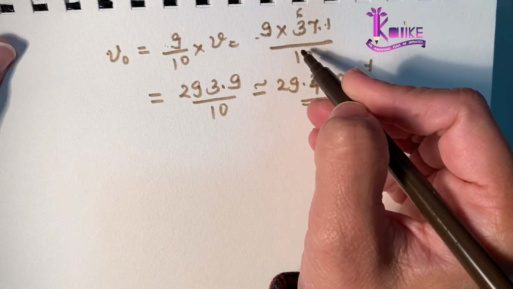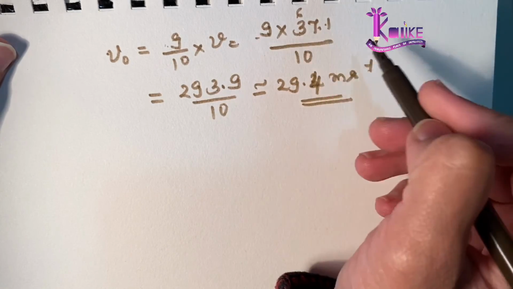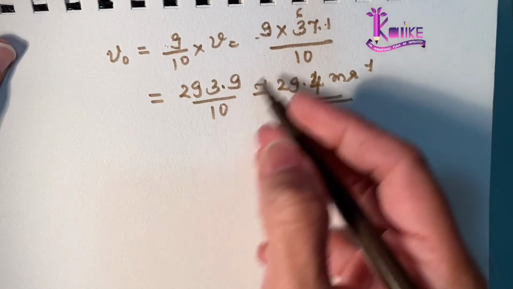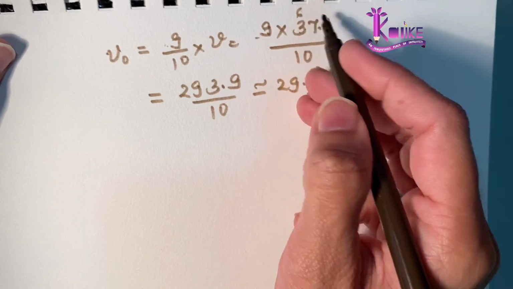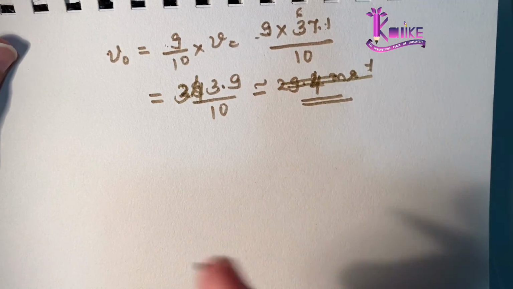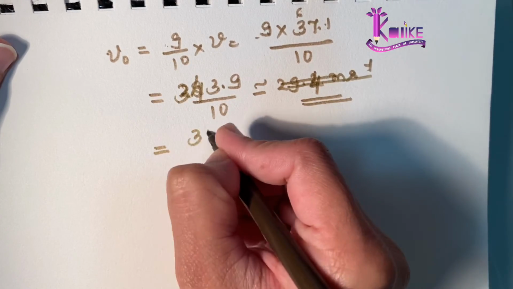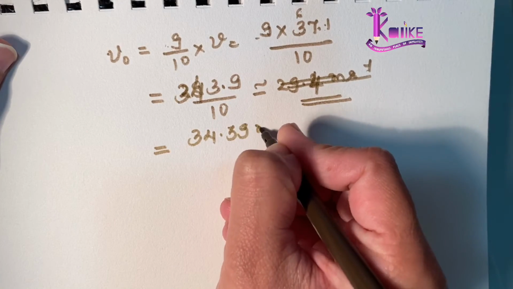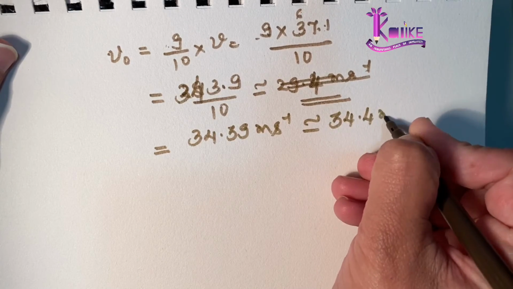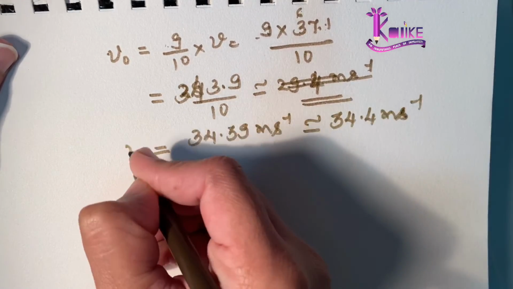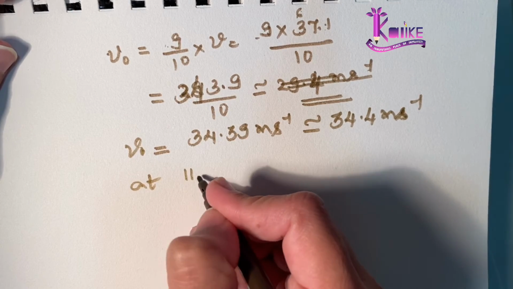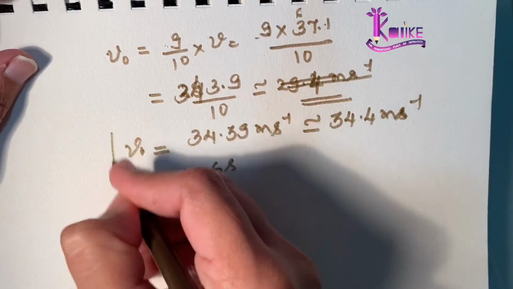I hope I have done it right. Have you got it right? Yeah. So 9 ones are 9, 9 sevens are 63, 6 carry, yes. So 9 threes are 27 plus 6, sorry, 27 plus 6 is 34. So I got it wrong. Sorry. So let's correct it and write it as 34.39 meter per second, or approximately it is 34.4 meter per second, right? So when is this speed attained? At 11.6 seconds.